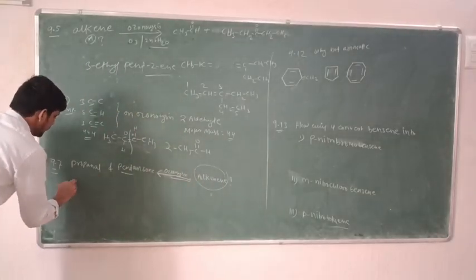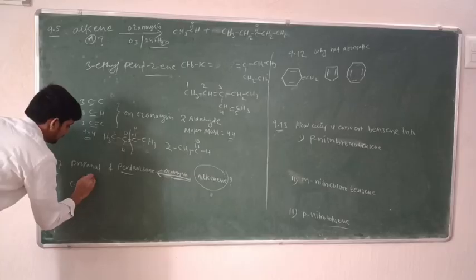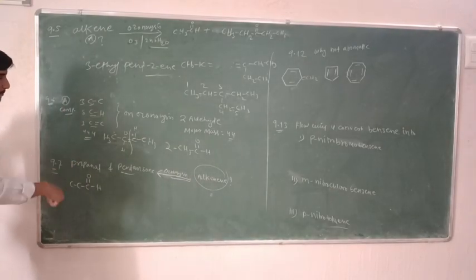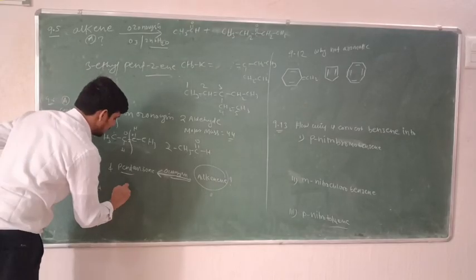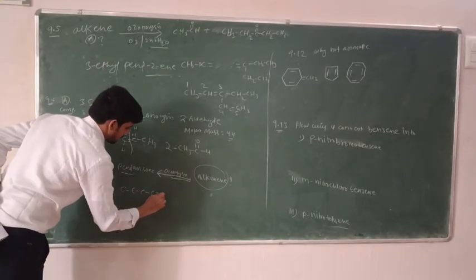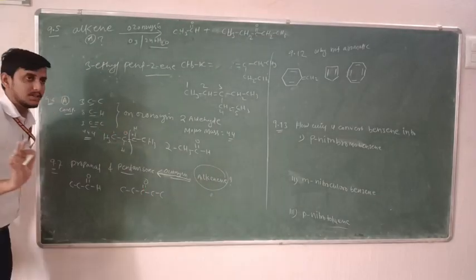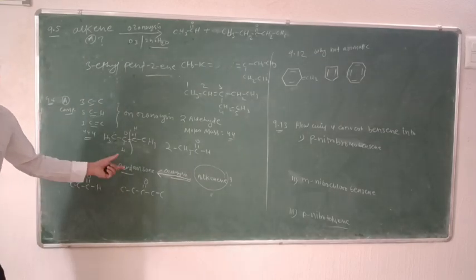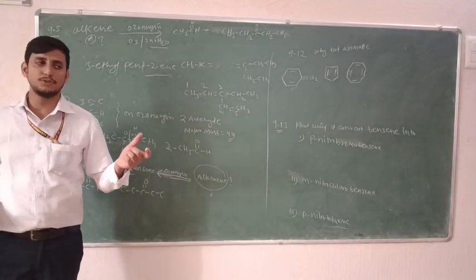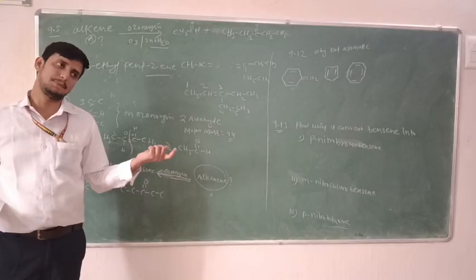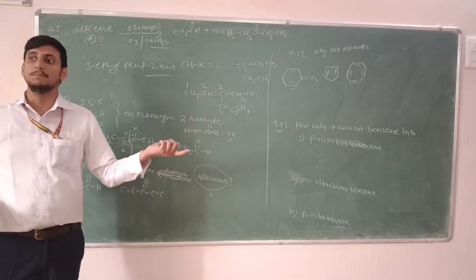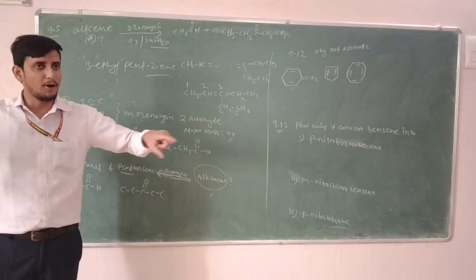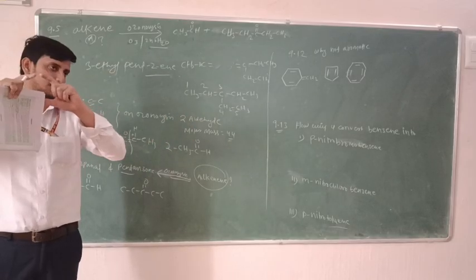What is the propanal? This is the propanal and this is the pentan-3-one, right? First draw the structure. And what is the punchline for ozonolysis? It breaks the double bond. So do the reverse: remove the oxygen and attach the double bond.